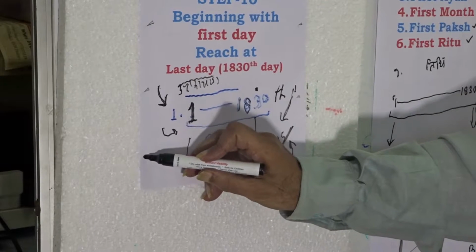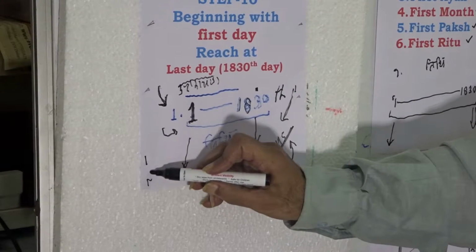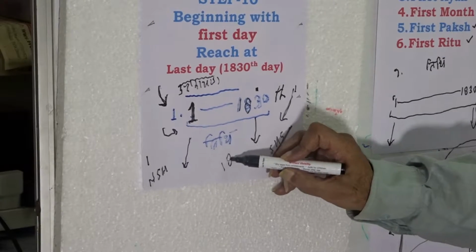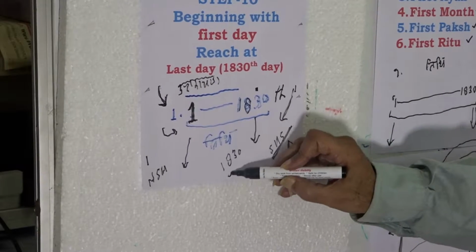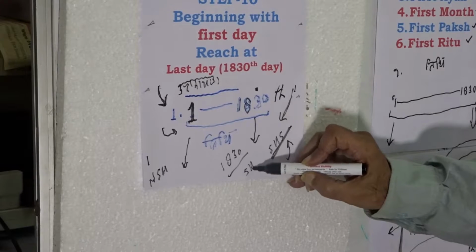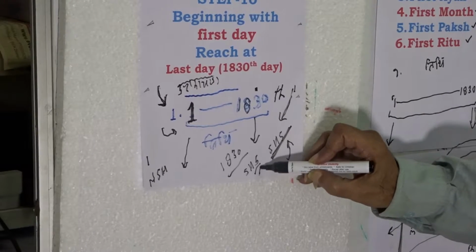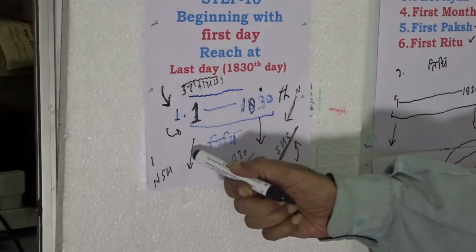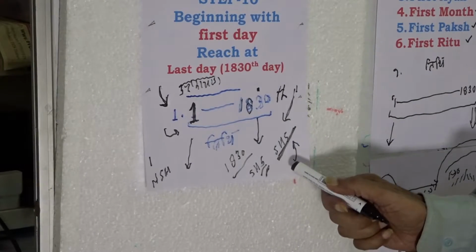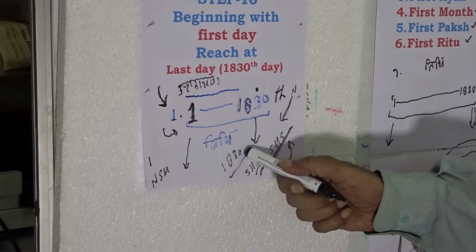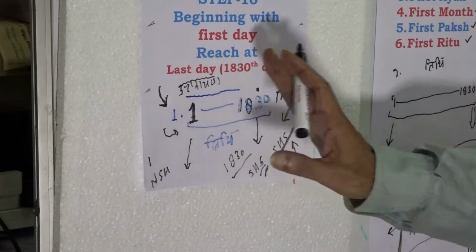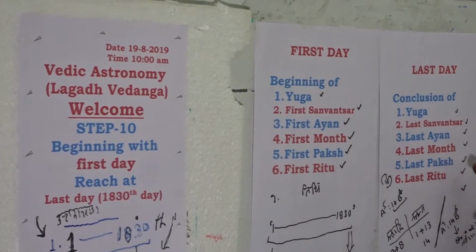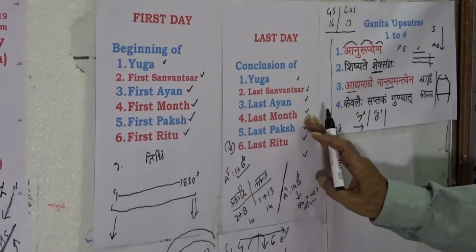So value 1 is the value of the northern hemisphere beginning, and value 1830 is the end reach value of the southern hemisphere. It is going to be the 10th hemisphere. So first hemisphere first day and the 10th hemisphere as the last day is going to be this fixation. And like that we can reach the months as well, and then the paksh.